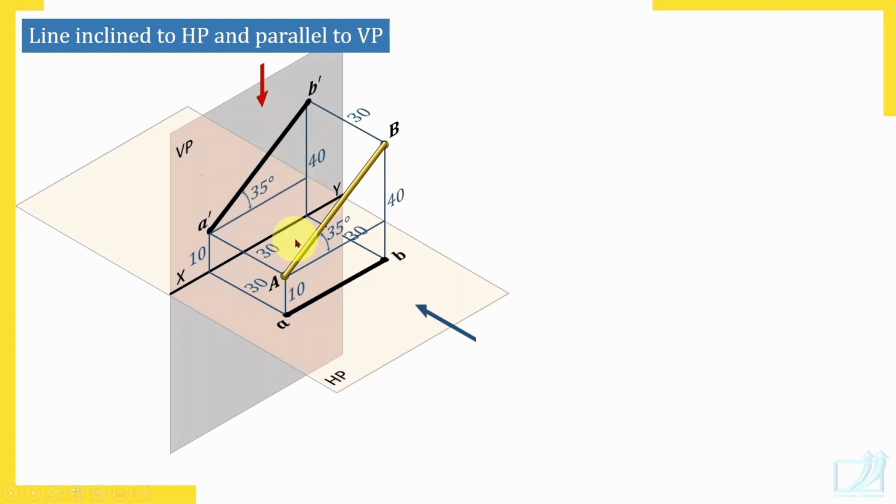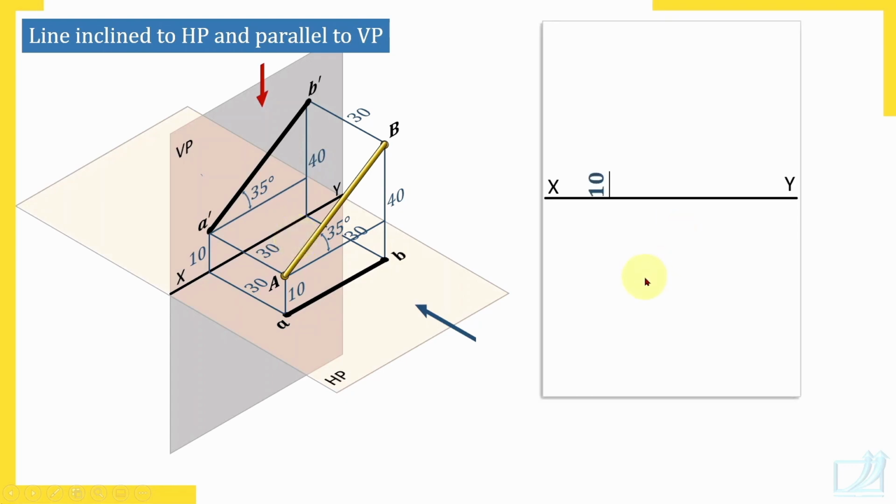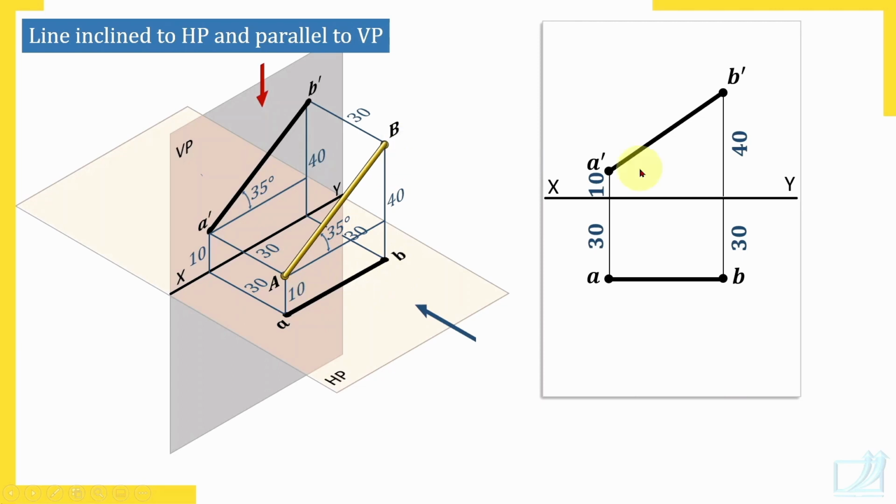Now how these views will appear? Drawing paper, check. Here it is XY line, point A, 10 millimeters above HP and 30 millimeters in front of VP. Point B is 40 millimeters above HP, B dash, front view gives distance from HP, and 30 millimeters in front of VP. So this is point B. If you join AB, it is top view. And if you join A dash, B dash, it is front view of the line AB.